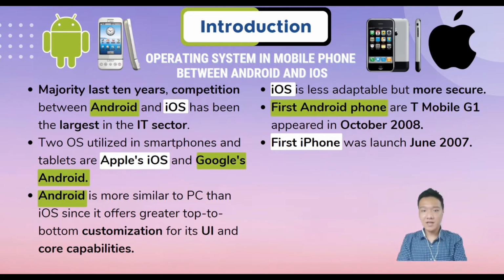The first Android phone was the T-Mobile G1, which appeared in October 2008. As you can see on the top left, I have placed a picture of it, while the first iPhone was launched in June 2007. As you can see on the top right, that is an iPhone 1.